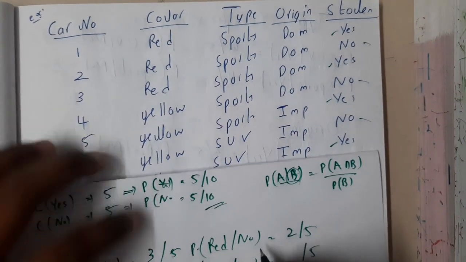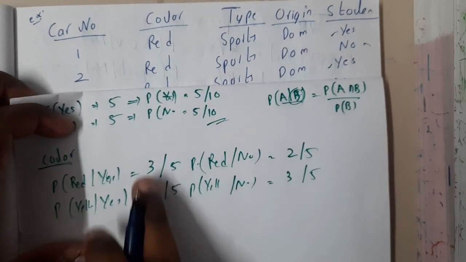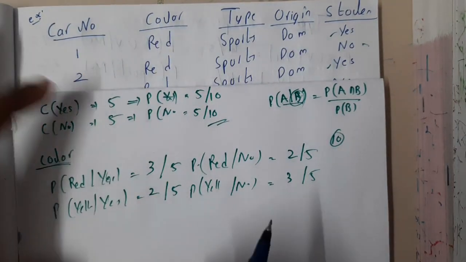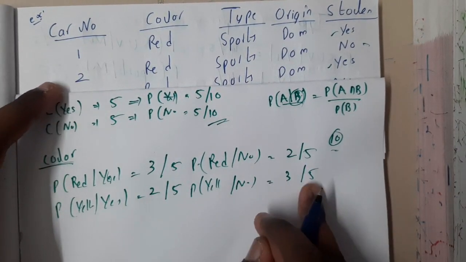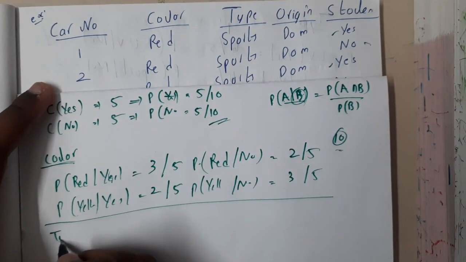The one thing that you should remember is that if you combine all numerators, the value should be 10, guys, because we have 10 entries. That is the reason why you should have 10 entries in total. So now we are done with the color part, and let us move to the type part.